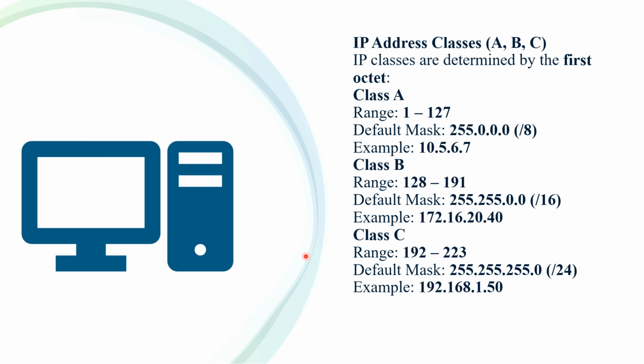And class C starts from 192 and ends on 223. And the default mask of class C has 3 octets of 255 and a dot 0. And this is one example for class C, which starts from 192 and ends on 223.